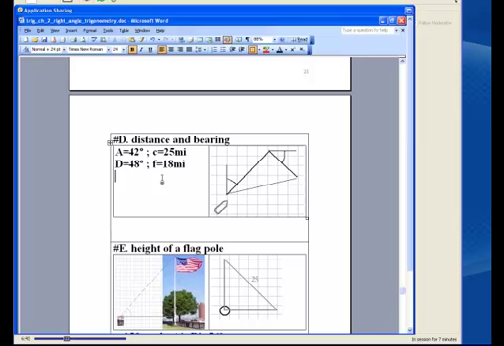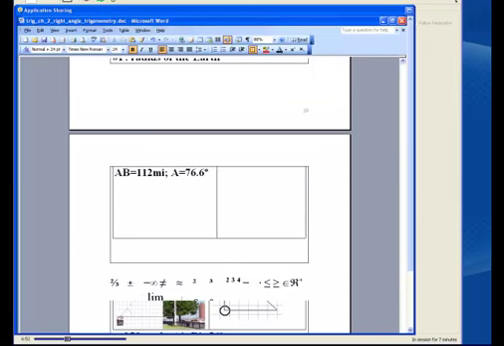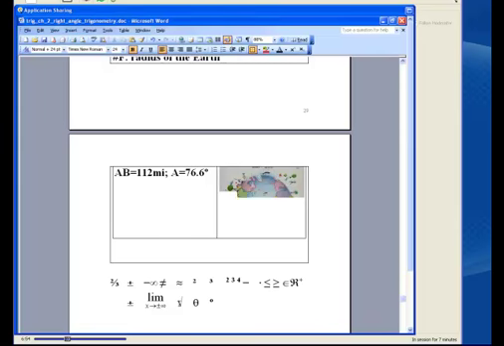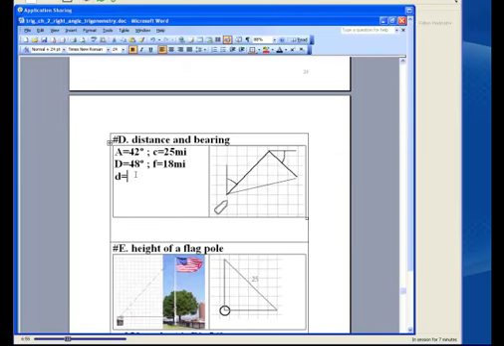So the Pythagorean theorem means that the total distance d equals the square root of 25 miles squared plus 18 miles squared.